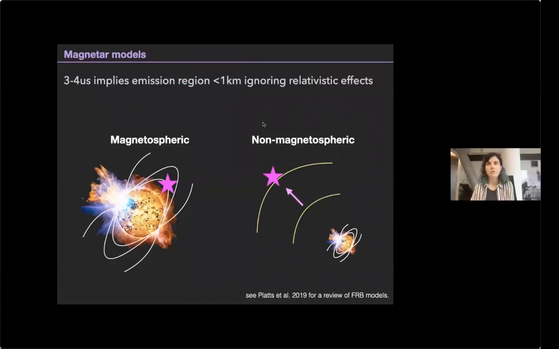So in terms of progenitor models and the emission physics, if we assume that the FRBs come from magnetars, there are different flavors of magnetar models, which I've broadly characterized here into magnetospheric, so coming from within the magnetosphere, and non-magnetospheric, so for example, a shock that propagates out and interacts with the circumstellar material. In this case, we've measured 3 to 4 microsecond timescales, which implies that the emission region is less than about 1 kilometer if we ignore relativistic effects. And these small emission region sizes are most naturally explained in the magnetospheric model.